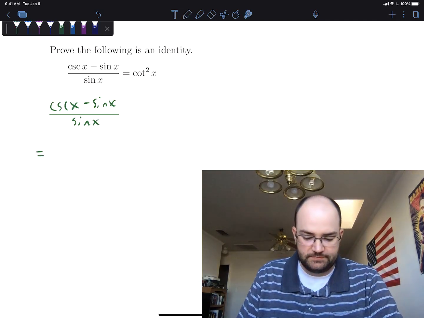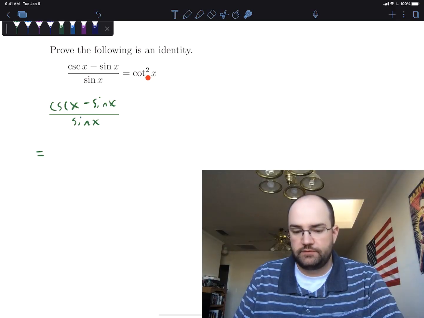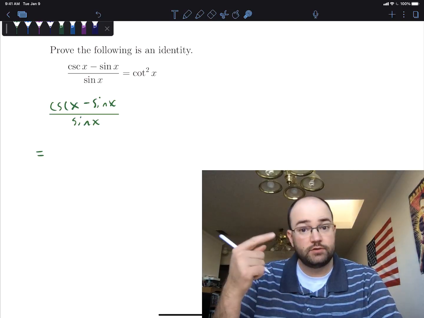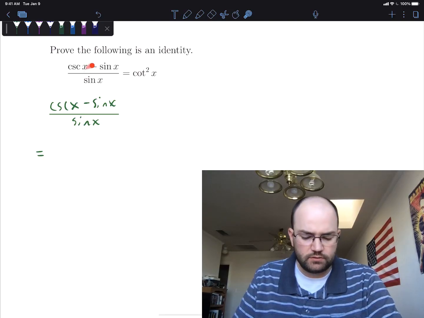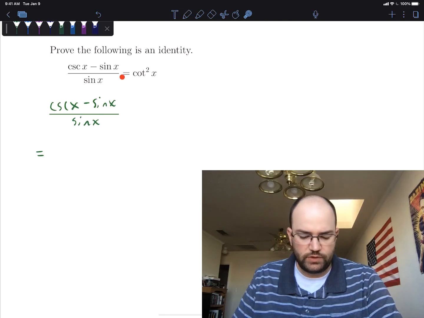Now, to do this, let's think about what we need to do. Cotangent squared of x is what? Well, I'm not really sure. Cotangent is cosine over sine, right? So it makes that cosine squared over sine squared. So looking up here, I do need an extra sine in the denominator, which means I could multiply both the numerator and denominator by sine.